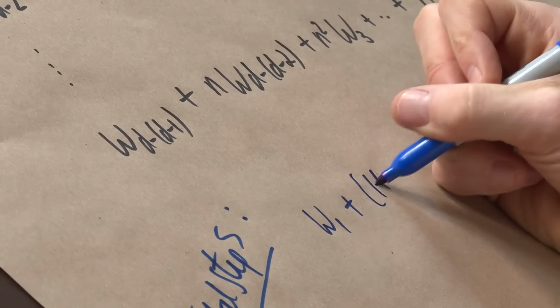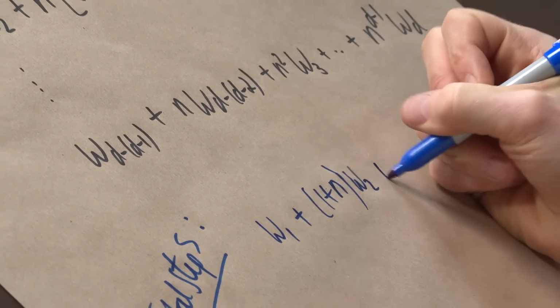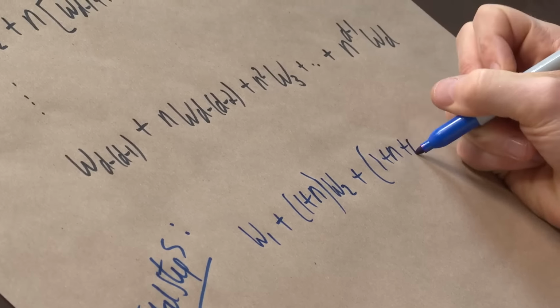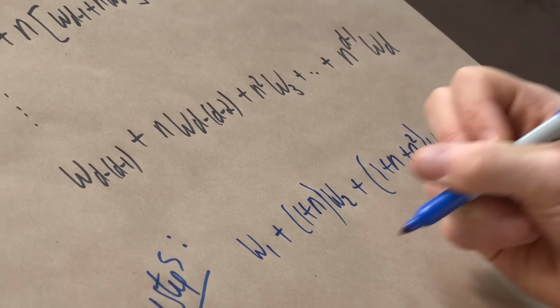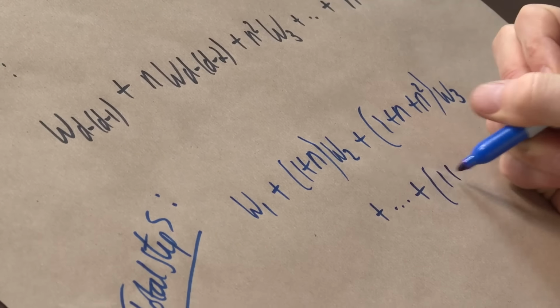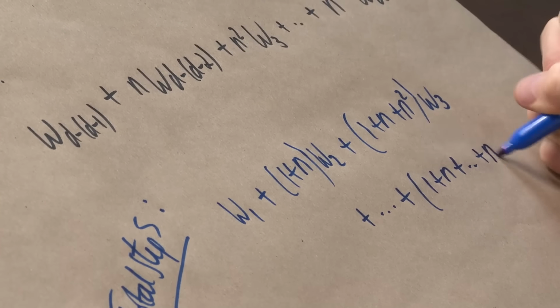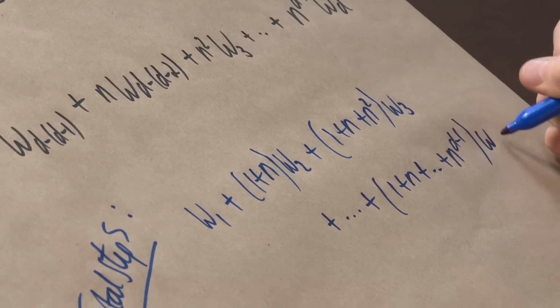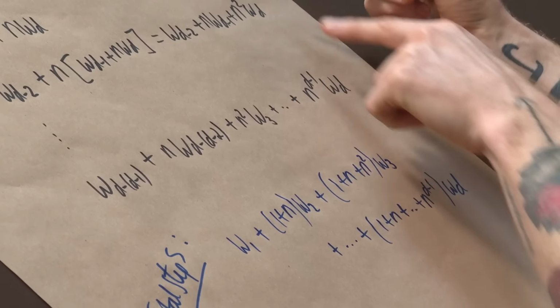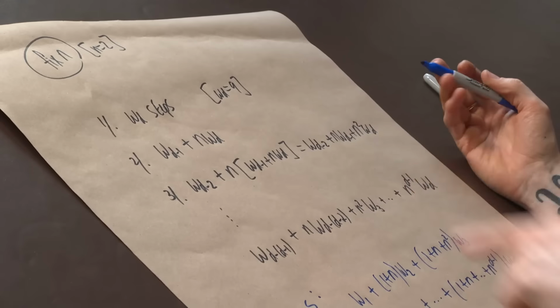So you get a 1 plus n times W2, and then the pattern continues, a 1 plus n squared W3, plus dot dot dot plus 1 plus n plus all the way up to n to the power of d minus 1 times wd. Because again, wd is in all of these as you move your way up. So that's what it represents. So this is a big number.